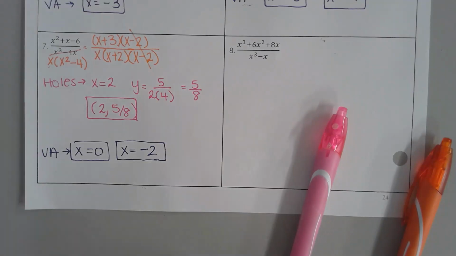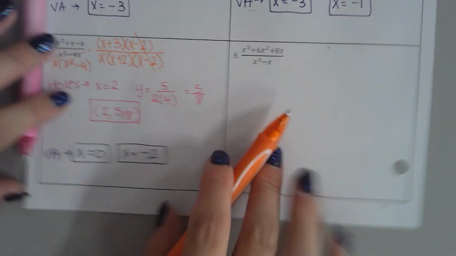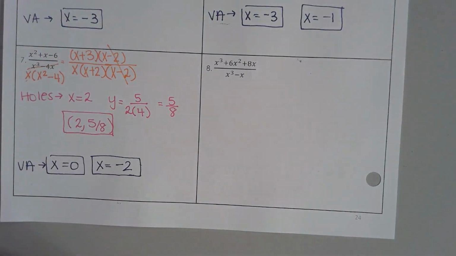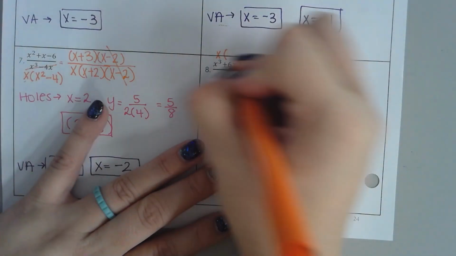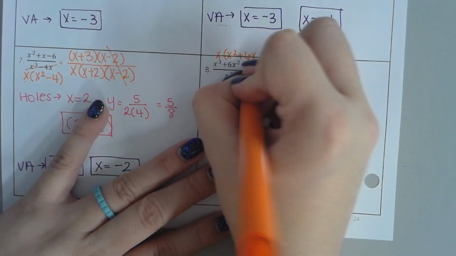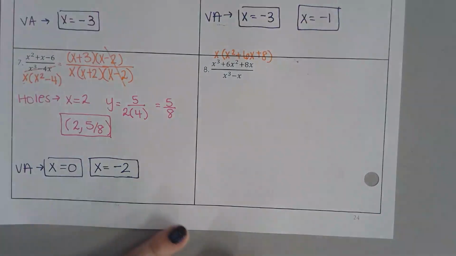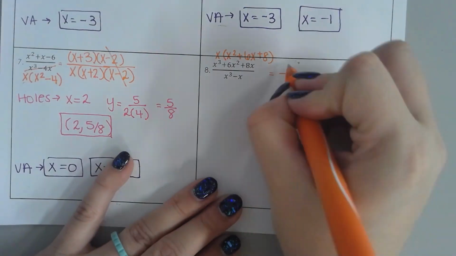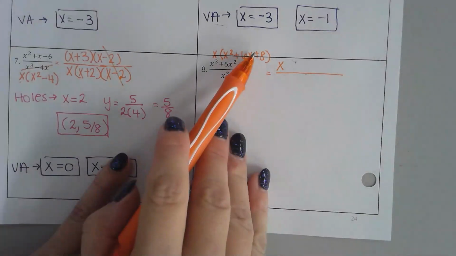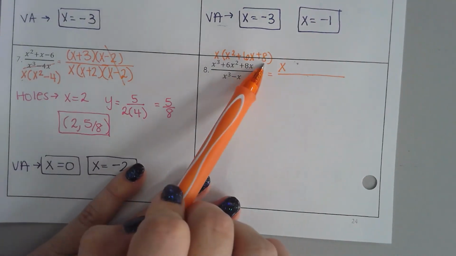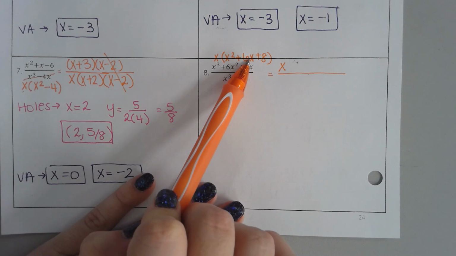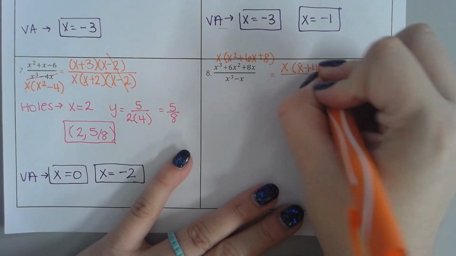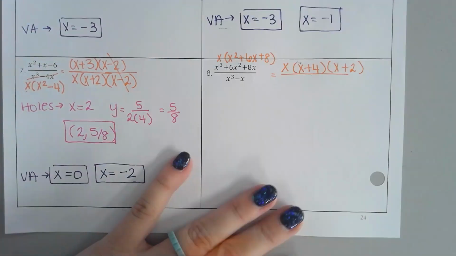All right, last one. Number 8. The numerator has a GCF. They all have an x in common. So I'm going to factor out the x. And then two numbers, we've already actually done this one, that multiply to be 8 and add to be 6. We said were 4 and 2. So x plus 4, x plus 2.